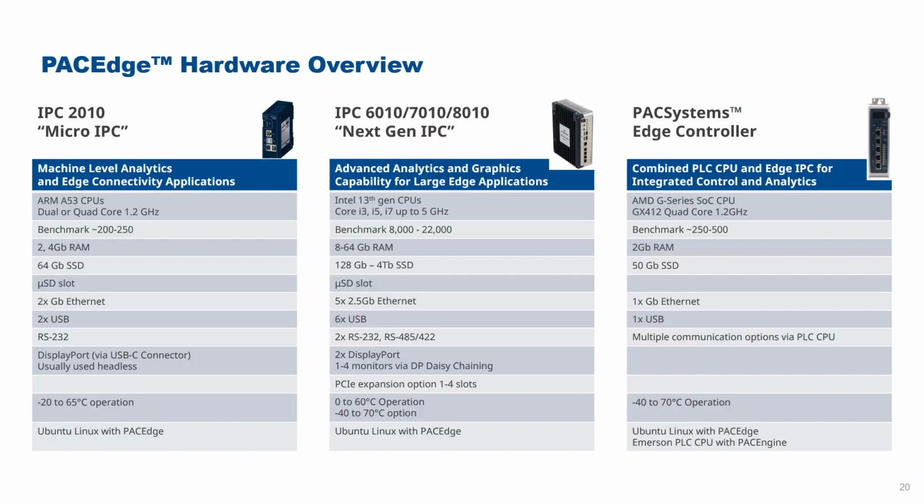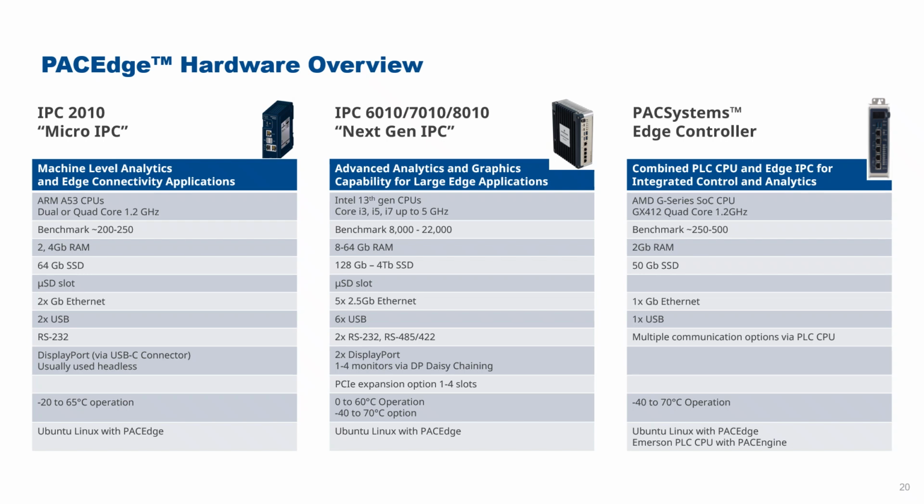So here's an overview of the PACEdge hardware. We start off with the micro IPC, the IPC 2010, which is based on an ARM A53 CPU. So this is running Linux. It's very good for machine level analytics and edge connectivity applications, particularly if you've got a small to medium sized gateway or you want a low cost device for up to a few hundred data items.